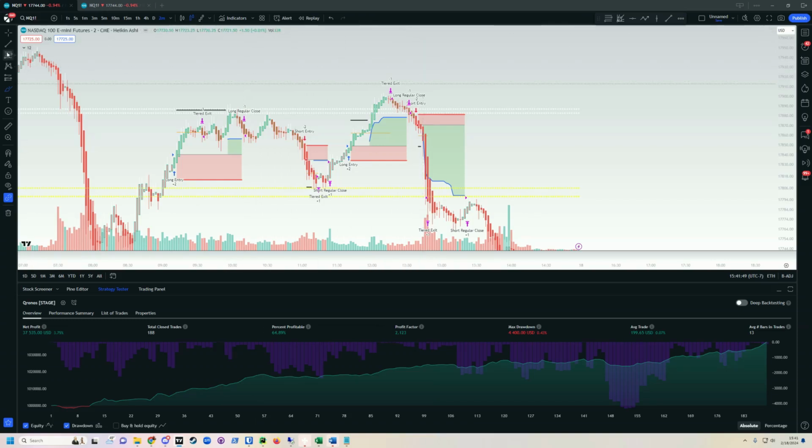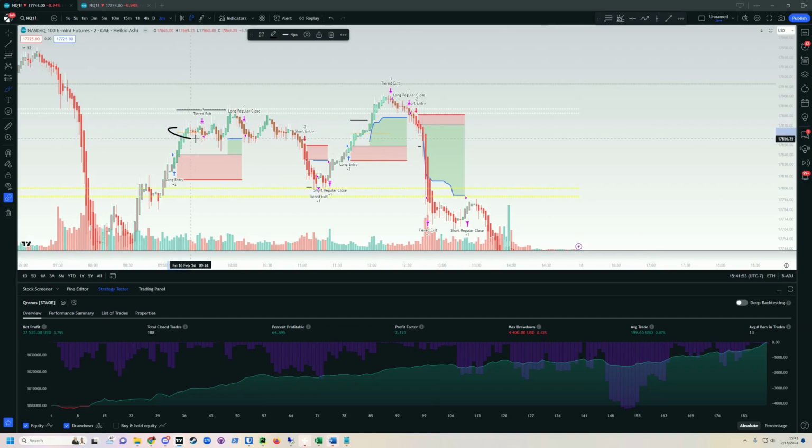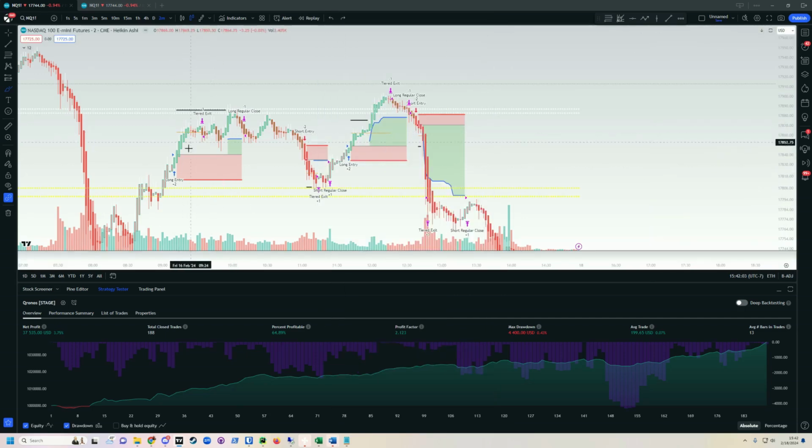Let's go look. Now we've got this orange line. And the orange line indicates the engagement level for the tiered exit. And you can set that right there. Exit engagement multiplier is 1. So that's going to engage once we come up to here, tiered exit is in play. And once it determines that we may be shifting trends, it will close part of it.